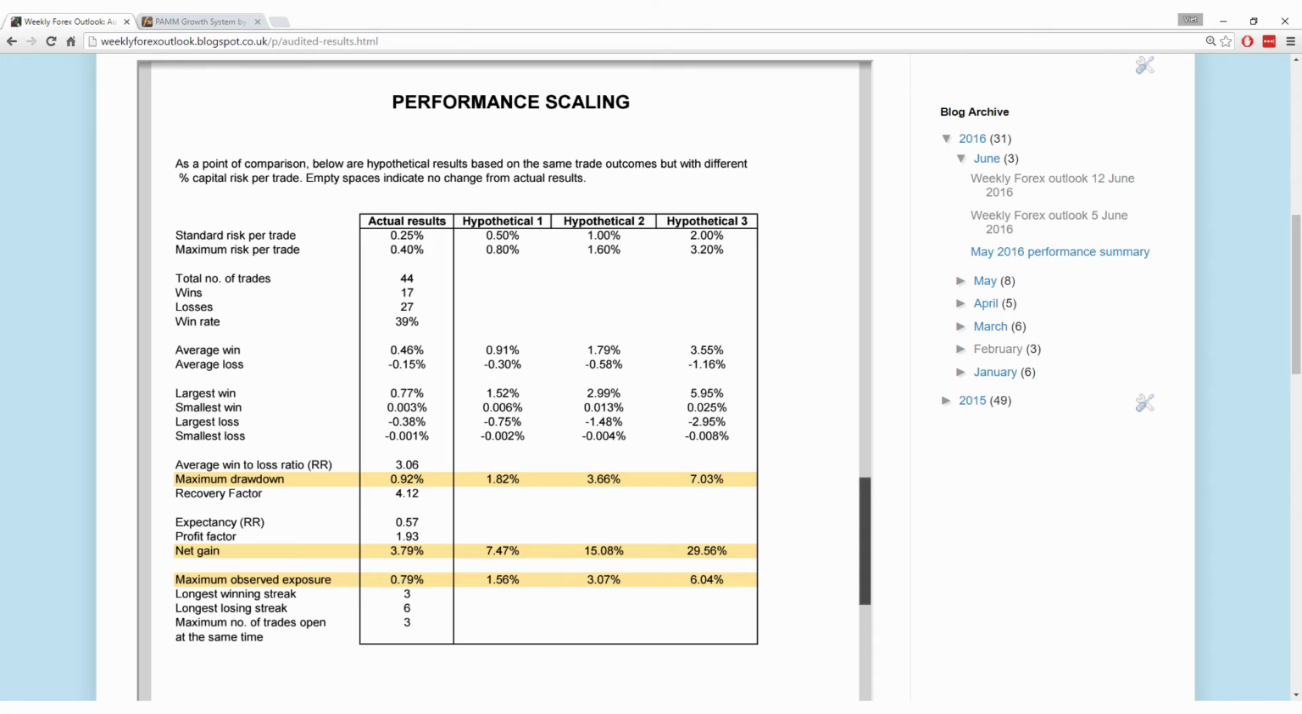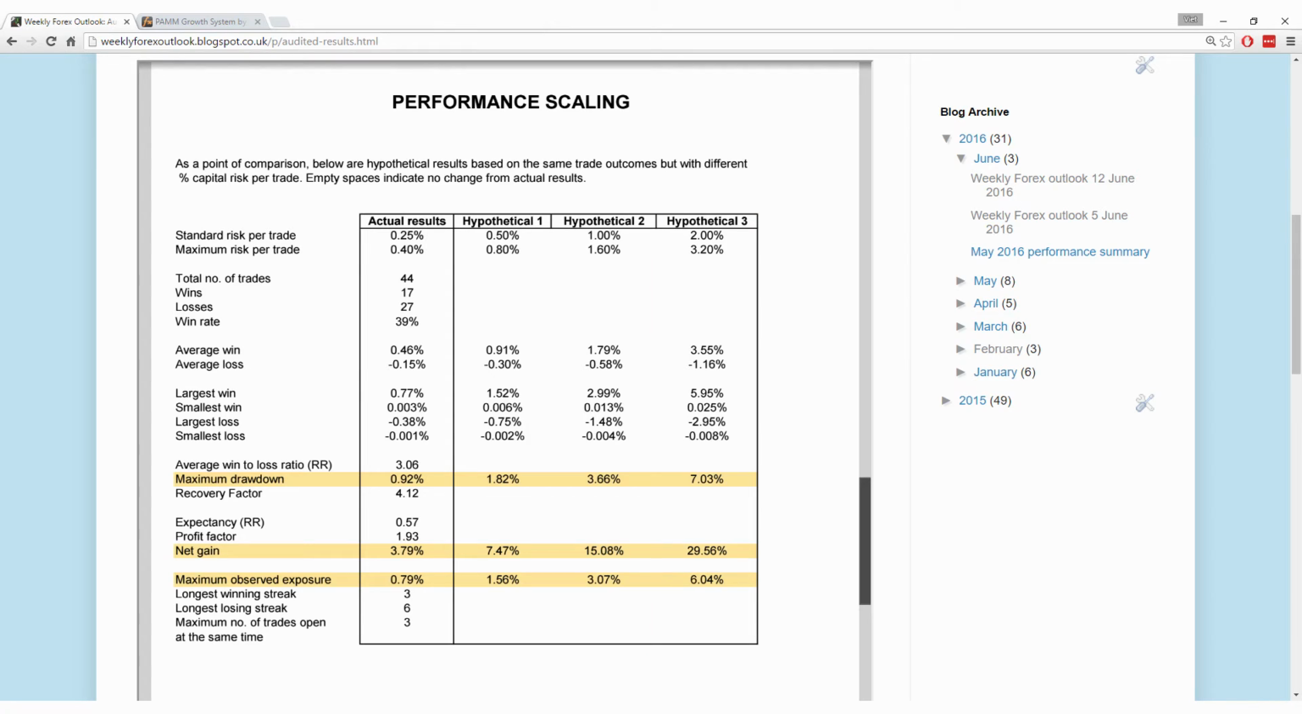Maximum observed exposure is the measure of how much of the account was exposed to the market during the first year. So my methodology is quite conservative. The account is rarely overexposed in the market. If I were allowed to trade bigger position size, say 2% per trade, then I would have finished at just over 29% for a year. Maximum drawdown 7.03 and observed exposure 6.04.